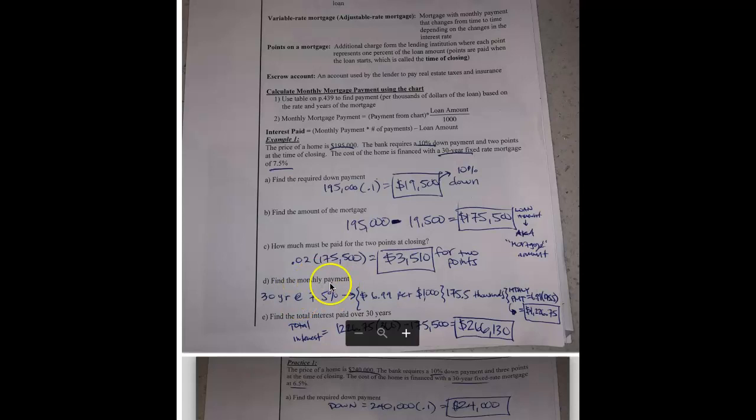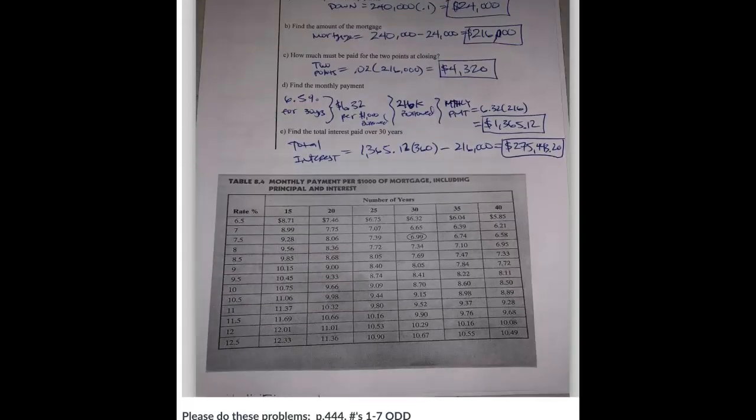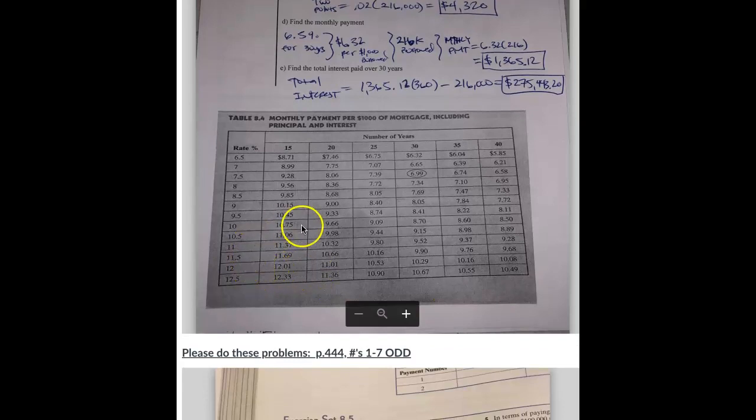And then finding the monthly payment, this is where we follow this little couple steps here. The monthly payment, we're going to look up the amount for a 30-year loan at 7.5% as stated here. And if you go to that table, which I'm going to scroll down to, a 30-year loan at 7.5%, here's 7.5%, and here's 30 years, and you can see it's $6.99.